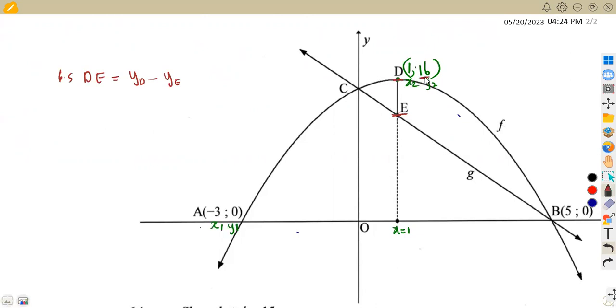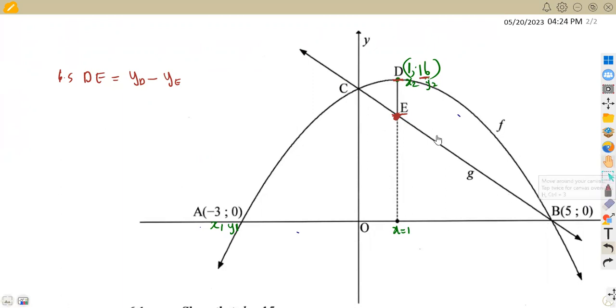The y value is 16. But we do not have the y value at point E. So where can we obtain this y value from? Okay, take note, E lies on the line BC.